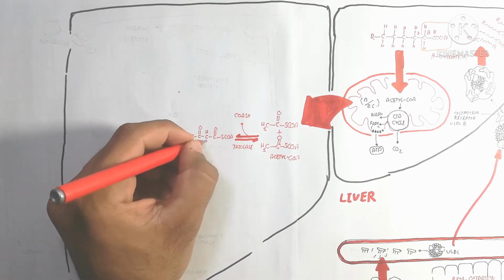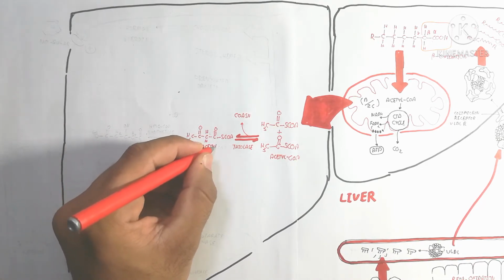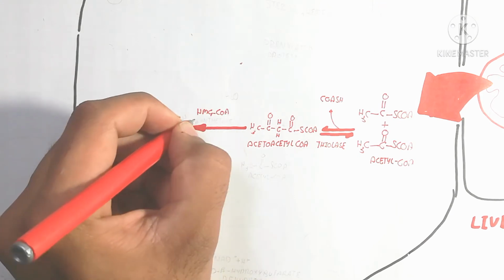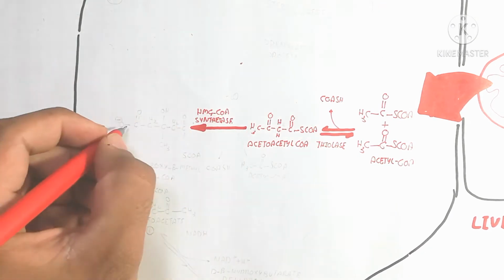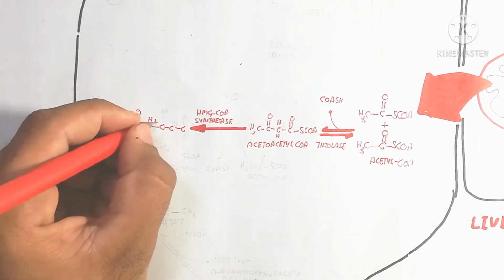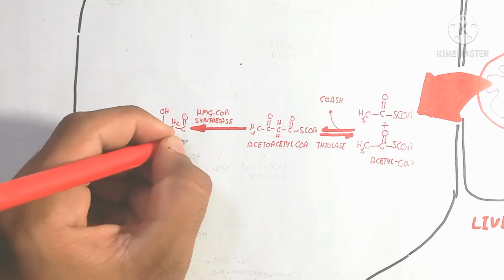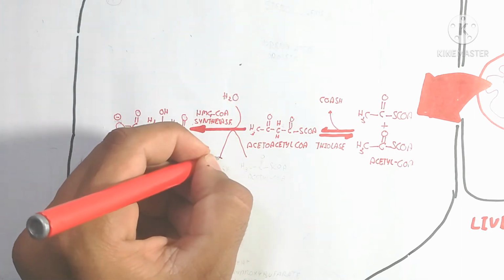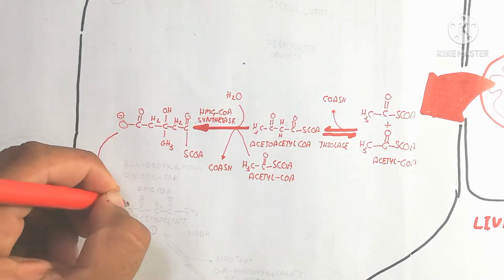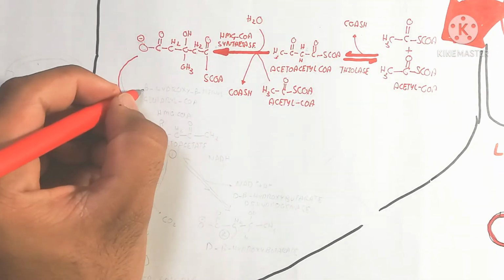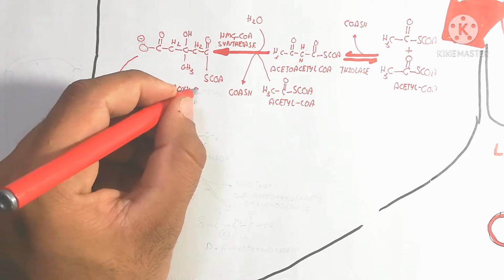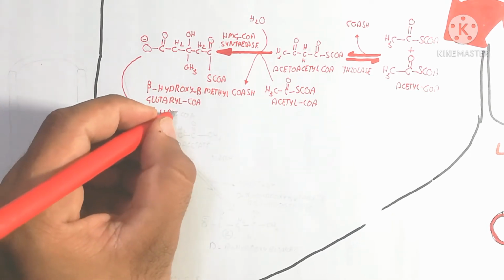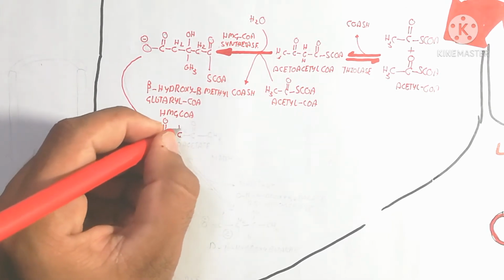So two acetyl-CoA will combine together in the presence of the thiolase enzyme, releasing coenzyme A, to produce acetoacetyl-CoA. This further combines with another acetyl-CoA, providing 2 carbons and 1 water molecule, in the presence of HMG-CoA synthase to produce beta-hydroxy-beta-methylglutaryl-CoA, and then HMG-CoA lyase produces acetoacetate. This is the first ketone body, and this is known as ketosis.